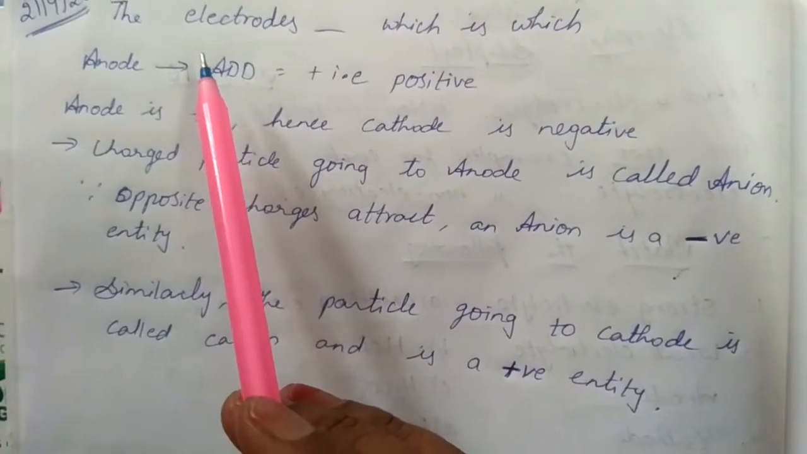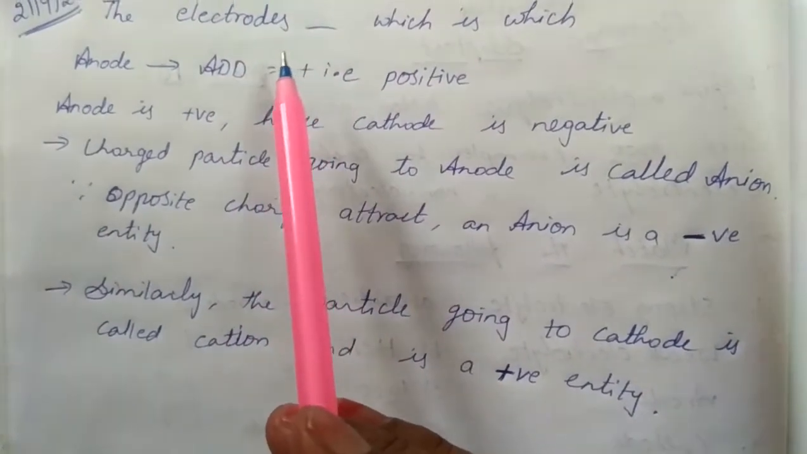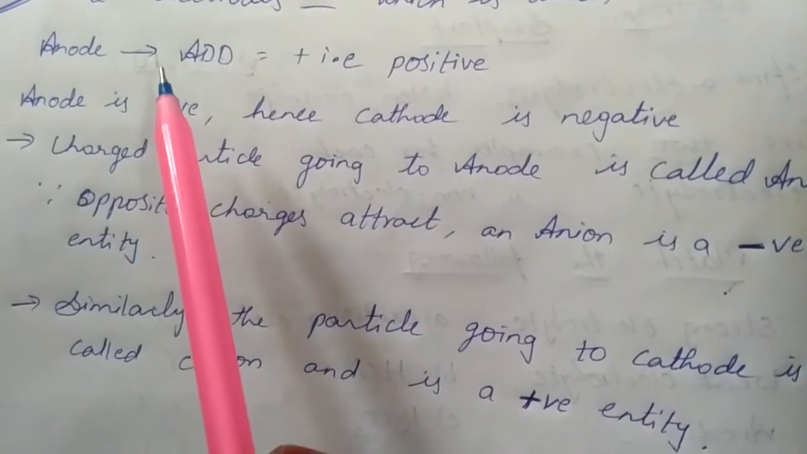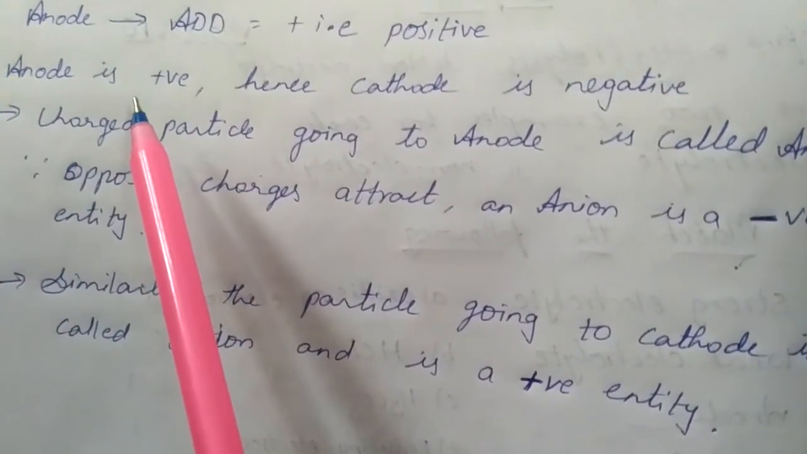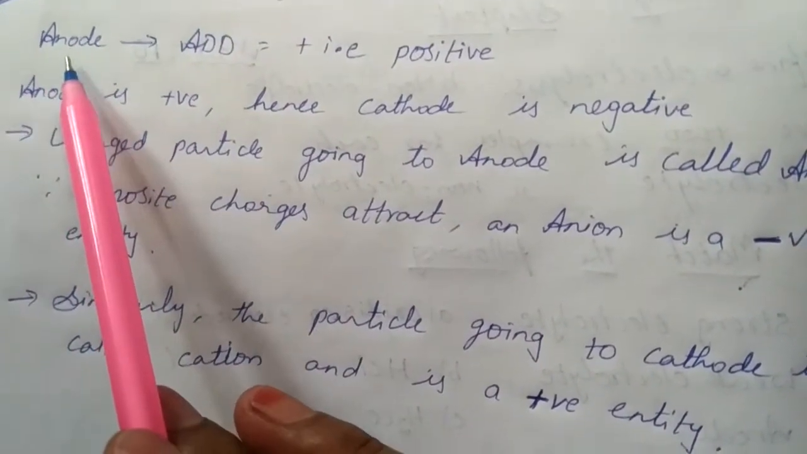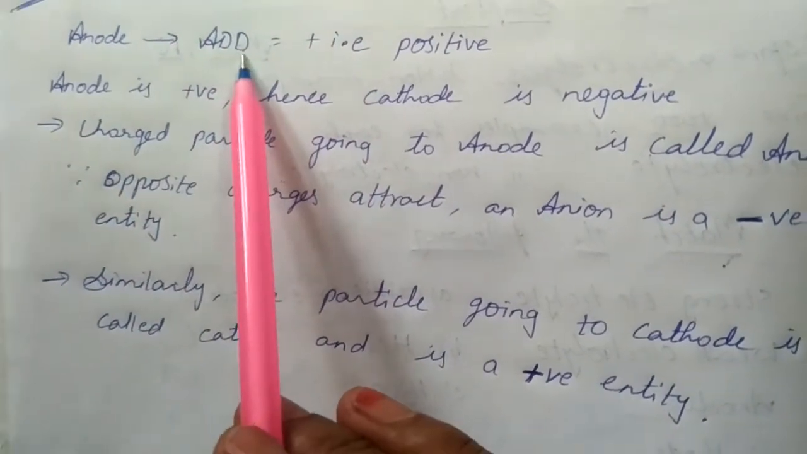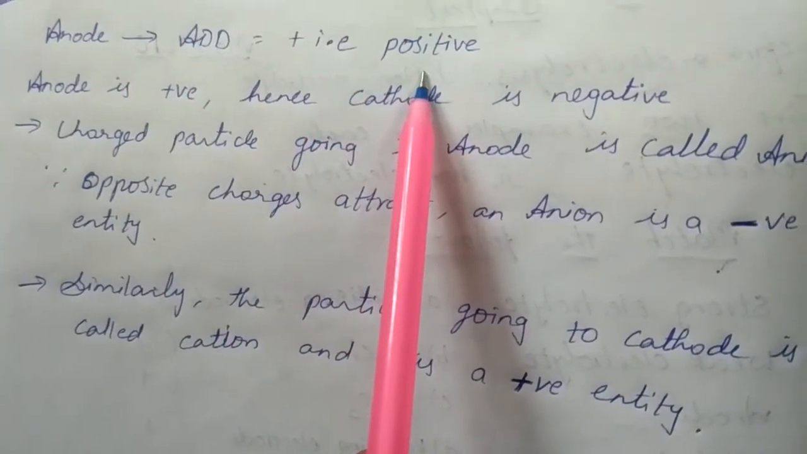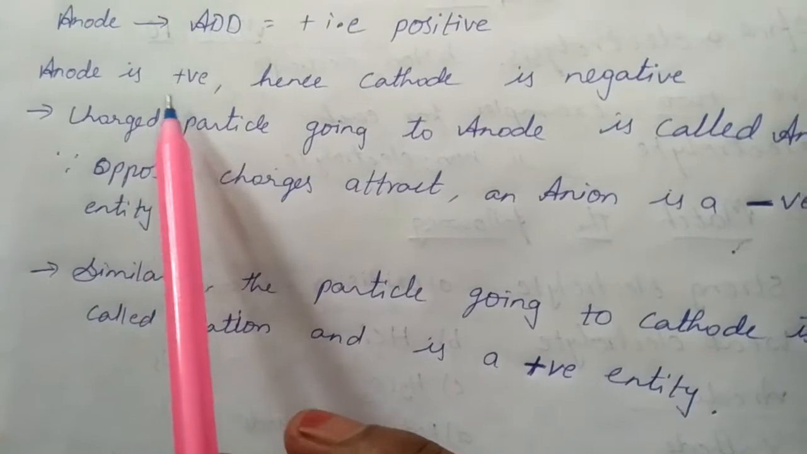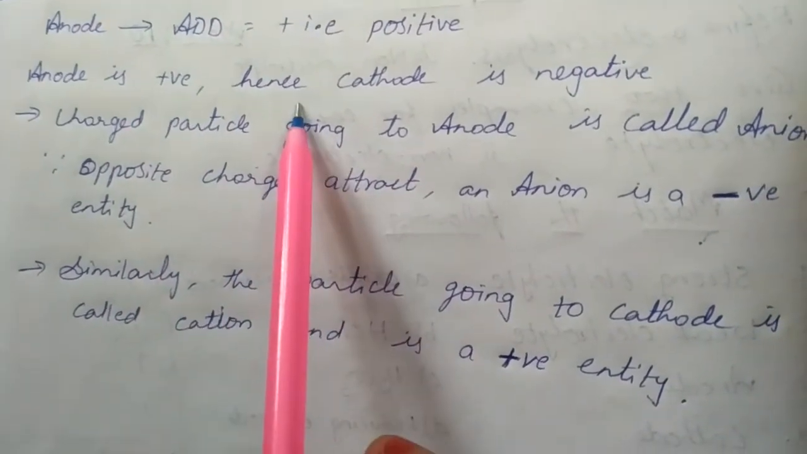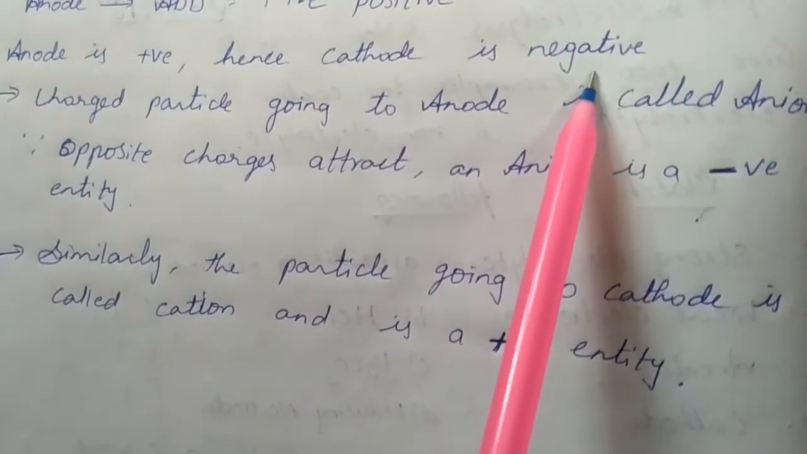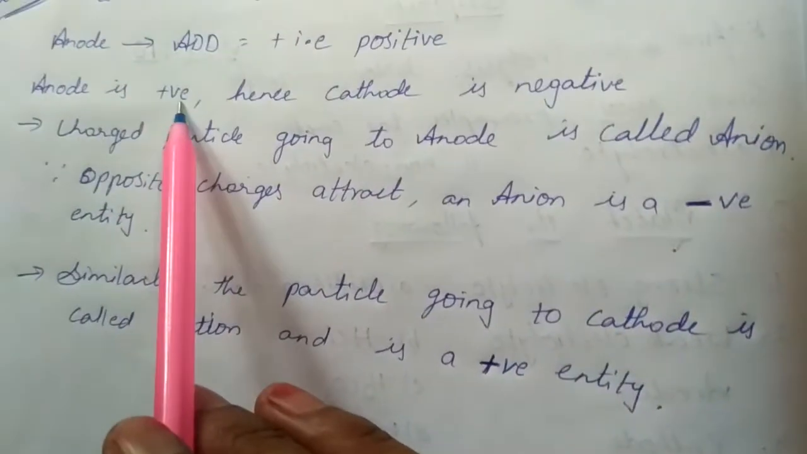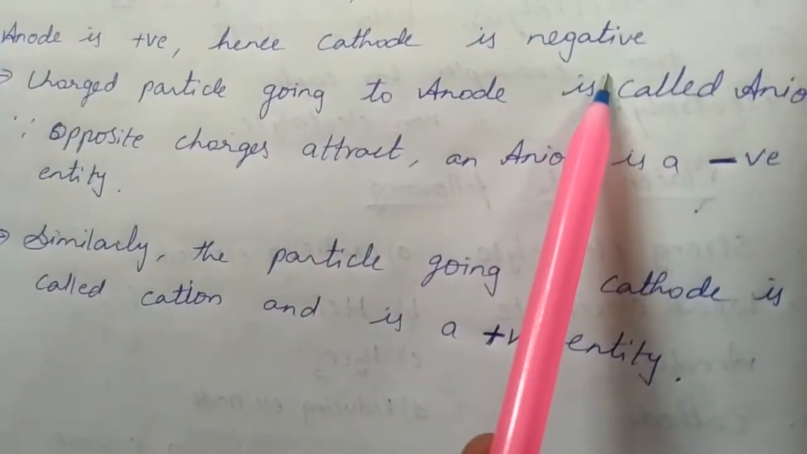Discuss the electrodes, which is which. That means anode is which type of electrode and cathode is which type of electrode. Anode means add, that is the positive electrode. And as anode is a positive electrode, cathode is negative.